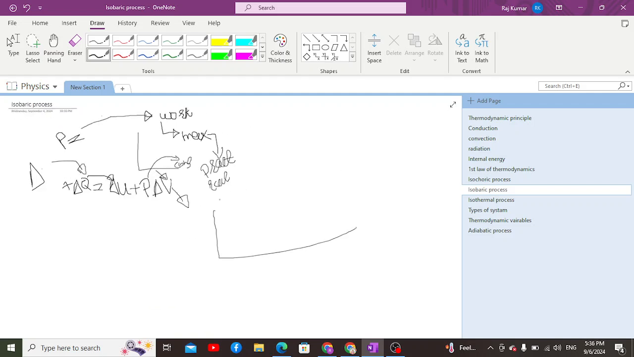Now, when we draw the graph, at that moment we actually get a horizontal line which is parallel to the x-axis, right?